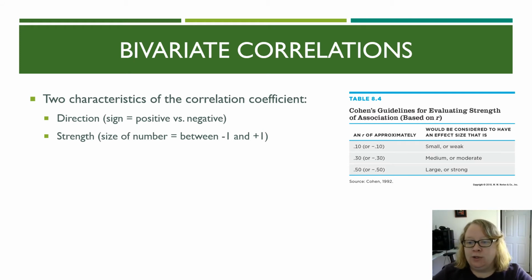Now, you read about in the book, in the chapter for this week's module, that Cohen's guidelines for evaluating strength based on R can kind of tell you the effect size that a correlation has. So if an R is about 0.1 or negative 0.1, that's pretty close to 0, right? That's a small or a weak association. So they're associated with each other, the two variables, but not very strongly. 0.3 or negative 0.3, that's medium or moderate. And then 0.5 or negative 0.5, that's large or strong.